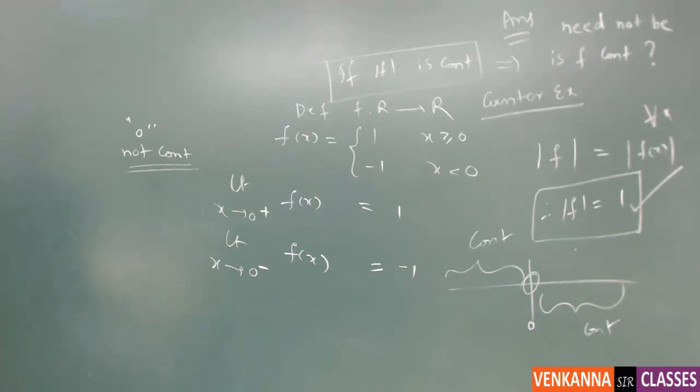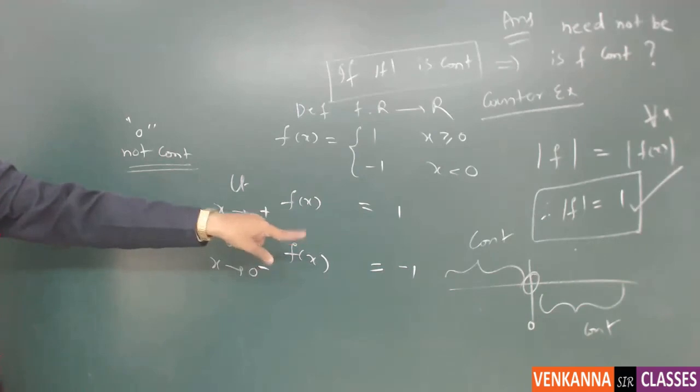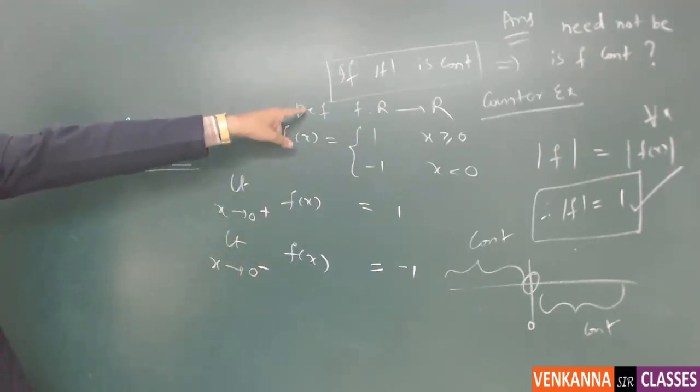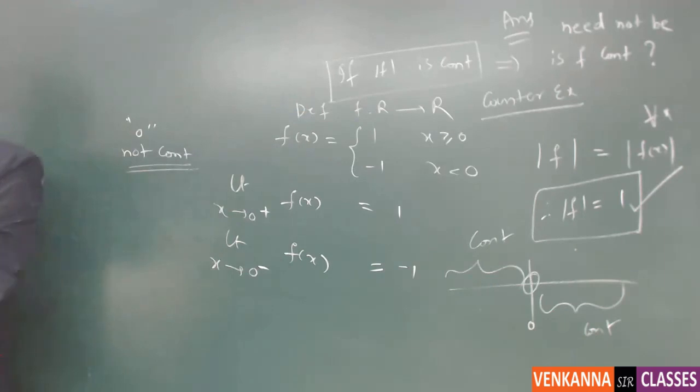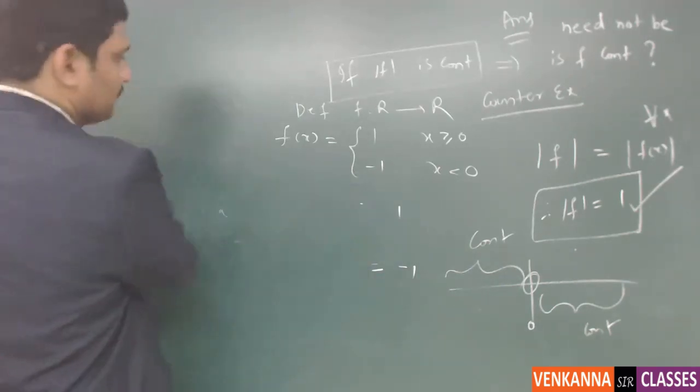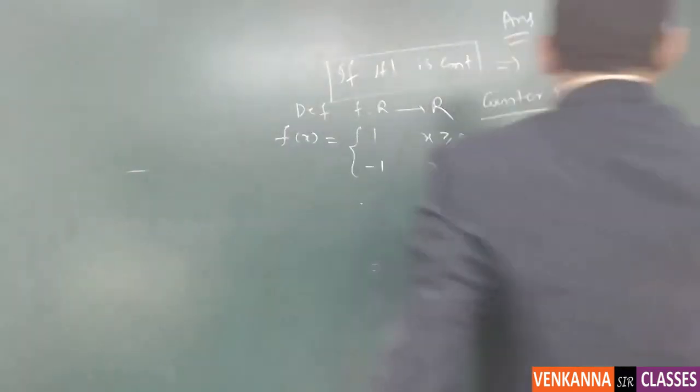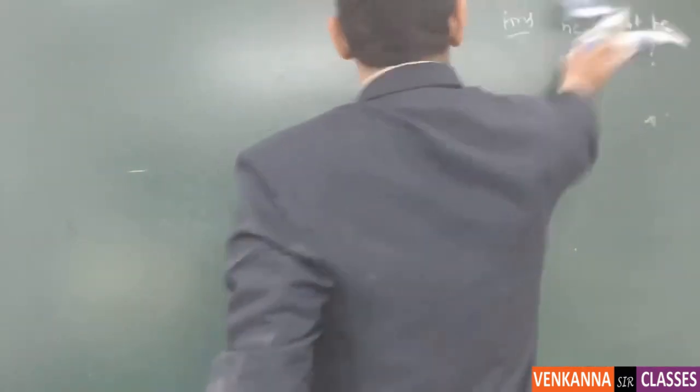Are you getting the idea? So the function is not continuous at 0, but modulus of the function is continuous at every point, including 0 also, because it is a constant function. Is that clear now? Fine? So you can do it the other way. If you have a small doubt about how the function is defined, as one of our friends asked, can you do it graphically?